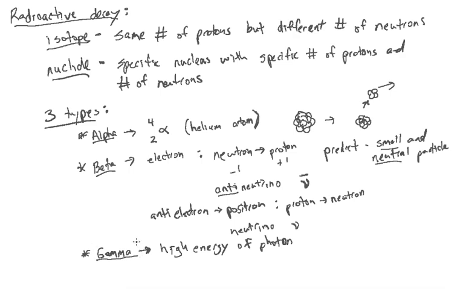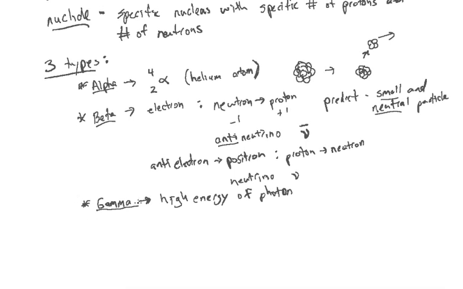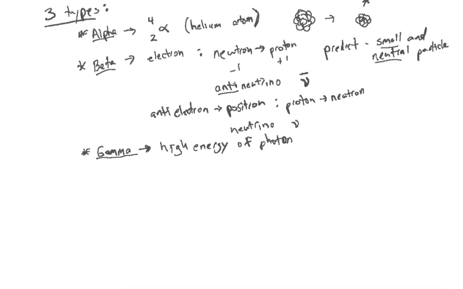Here's our gamma decay, and then the last thing is, well, what causes this radioactive decay? And it turns out there's really just two main things. What causes this? I can move this down further.